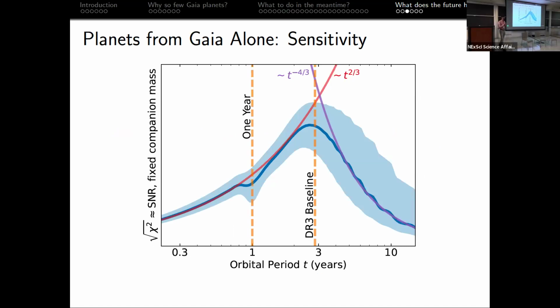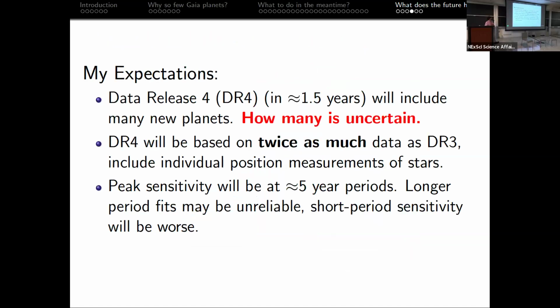And to return to this plot, just to remind you from earlier, that red curve, that's going to move up like t to the 1/2. That purple one's going to move up like t to the 5/2. So for these intermediate period orbits, we're going to get a lot more sensitive. Things like Jupiter on 5-10-year orbits, we're going to be able to start finding those around lots of stars when Gaia DR4 and DR5 come out.